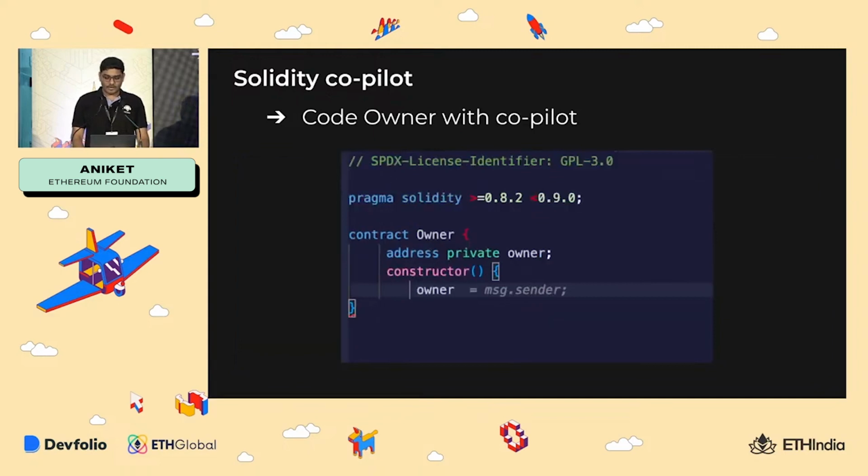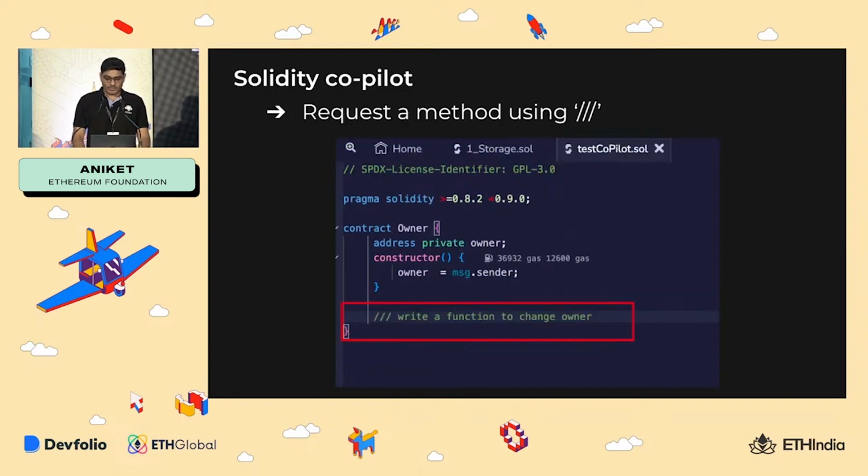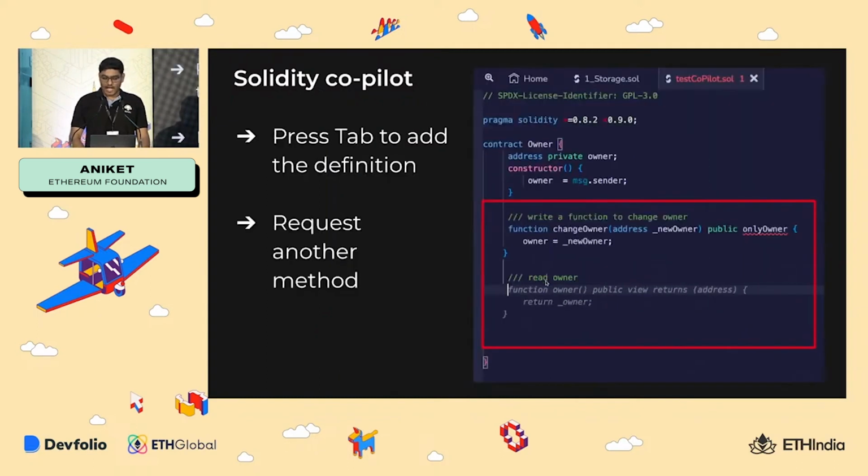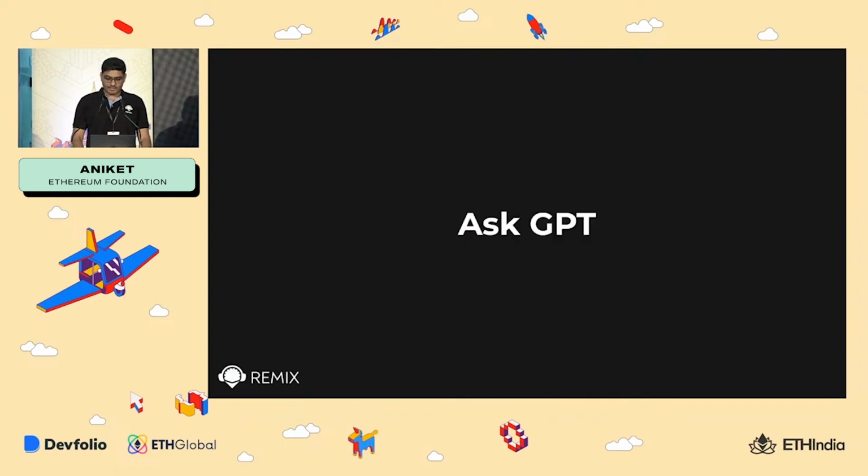Another thing is, if you are working on an owner contract and you want some custom function, you can use triple slashes for that, and you can ask anything. Ask for any code. You can say write a function to change owner, and press enter, and it will show you that particular code. If you are okay with that, you can press tab, and that will be added to your code file. And further, you can ask for another method like read owner, and it will come further in your code file. It can work a bit slow because it is still in the alpha phase, but it is there.